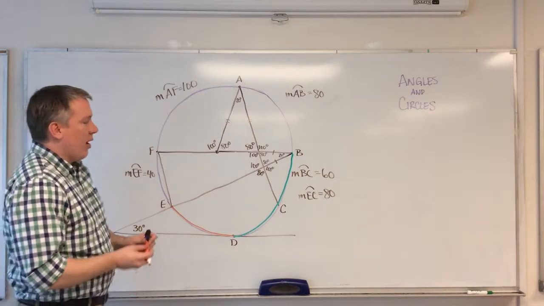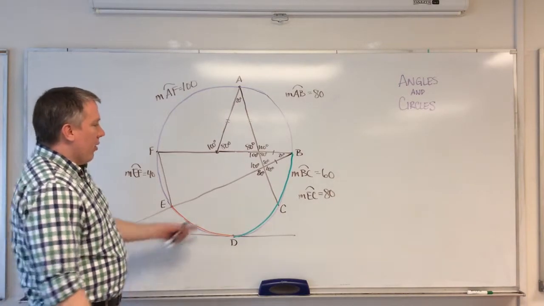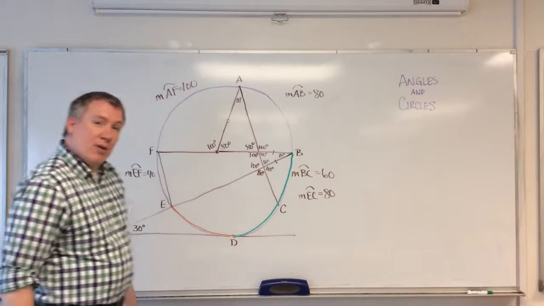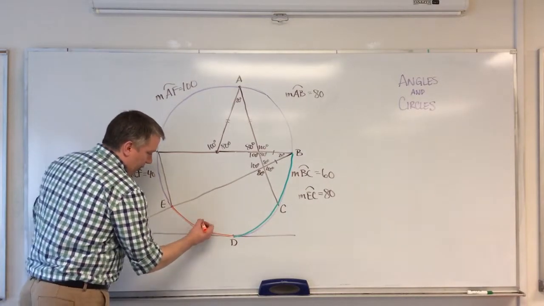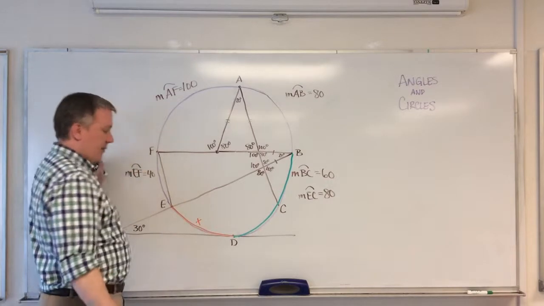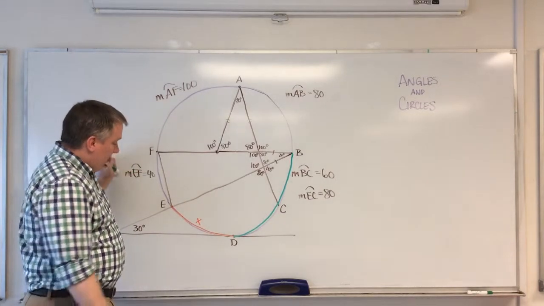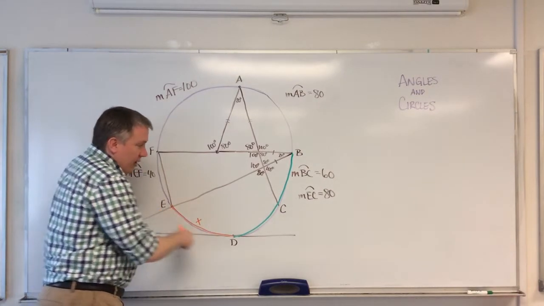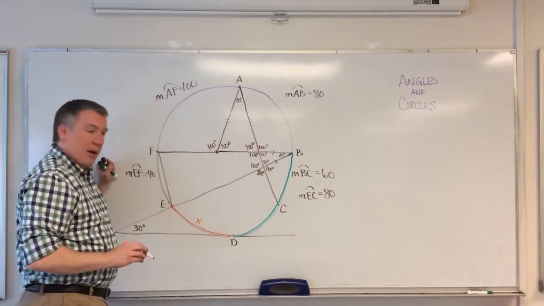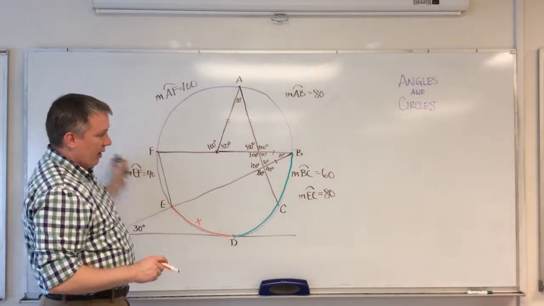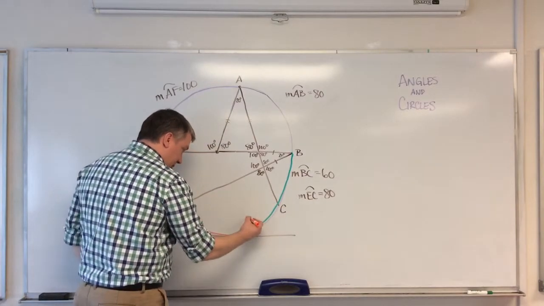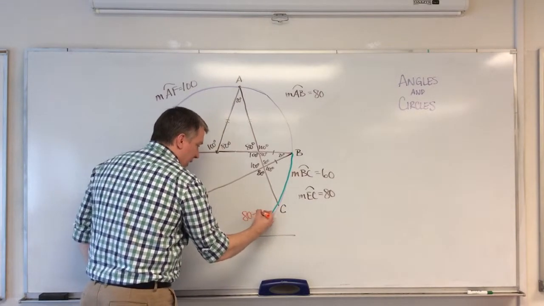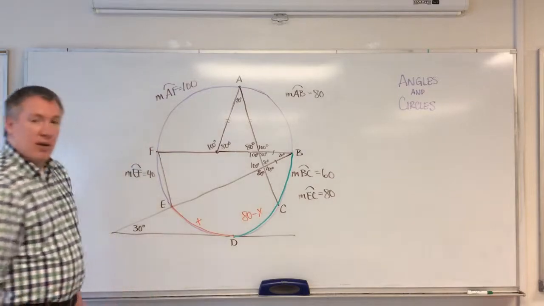Now, here's the problem. We only know one part of one of those arcs. We don't know both of them. So what I'm going to do is I'm going to call the orange one X. Okay? Now, from E to C, I do know that. I do know what that is. That is 80. So that means that this section right here is 80 minus whatever X is.